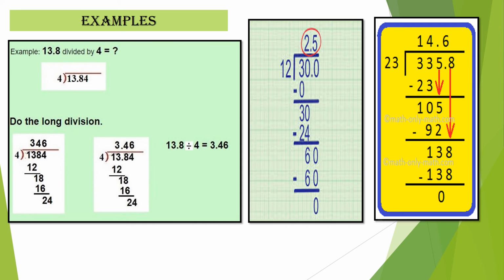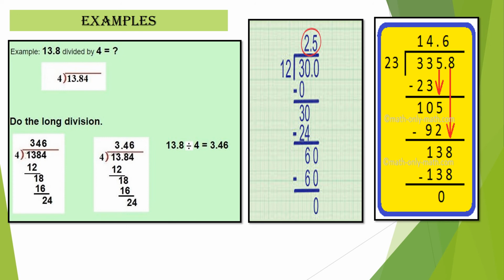Let us divide 13.84 by 4. Now you are dividing 13.84 by 4 by the long division method. If you don't consider the decimal, you are dividing 1384 by 4. So 4 3s are 12, and then take this remainder. 13 minus 12 is 1. Take this 8 down. 4 4s are 16. Now the remainder is 2. So take this 4 down. 4 6s are 24. So the answer you get is 346.